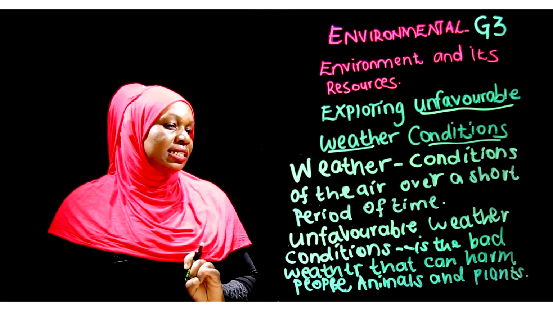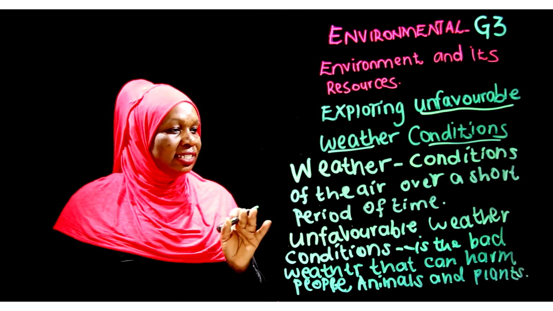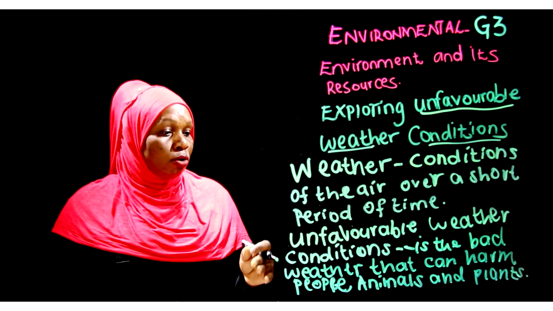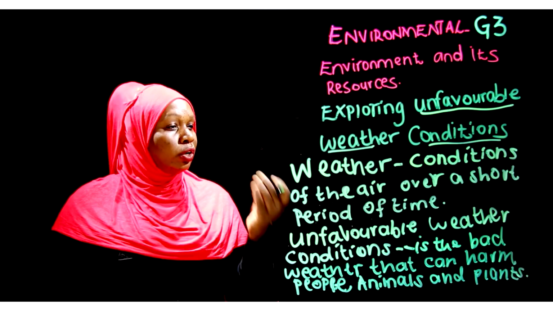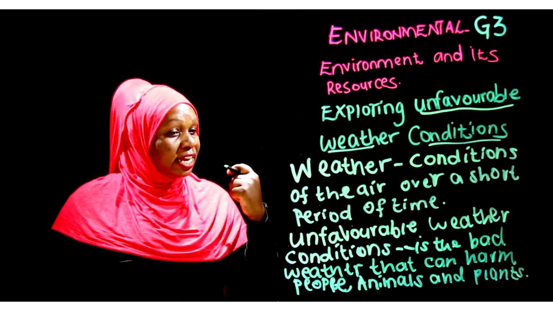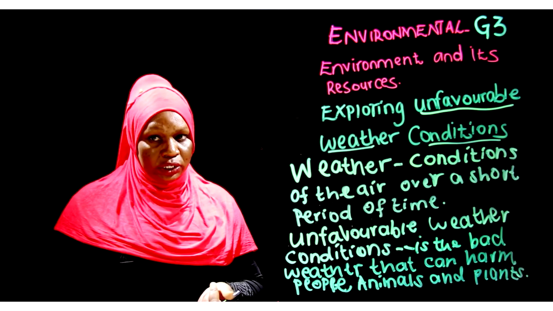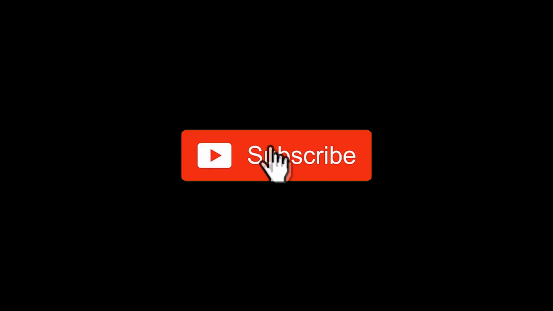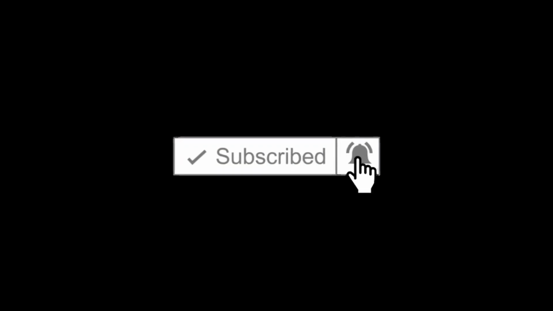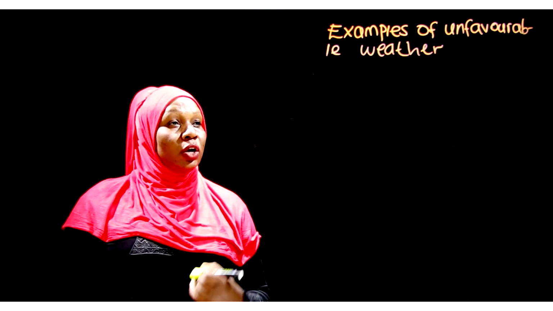Now we're going to look at examples of unfavorable weather conditions. Which weather is this that we say it is bad to animals, to people, and to plants? So we're going to look at them. At the same time, we look at the pictures and understand very well what are these unfavorable weather conditions.